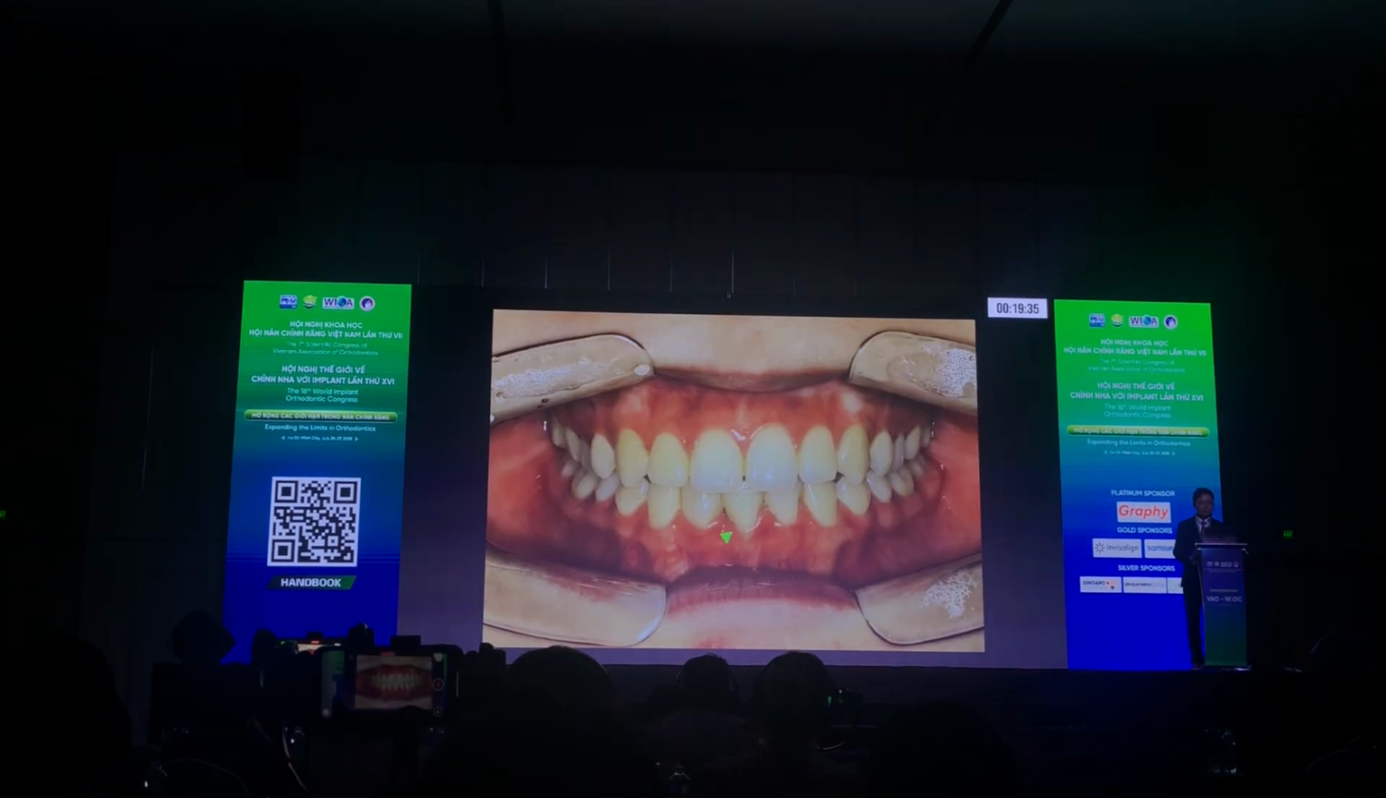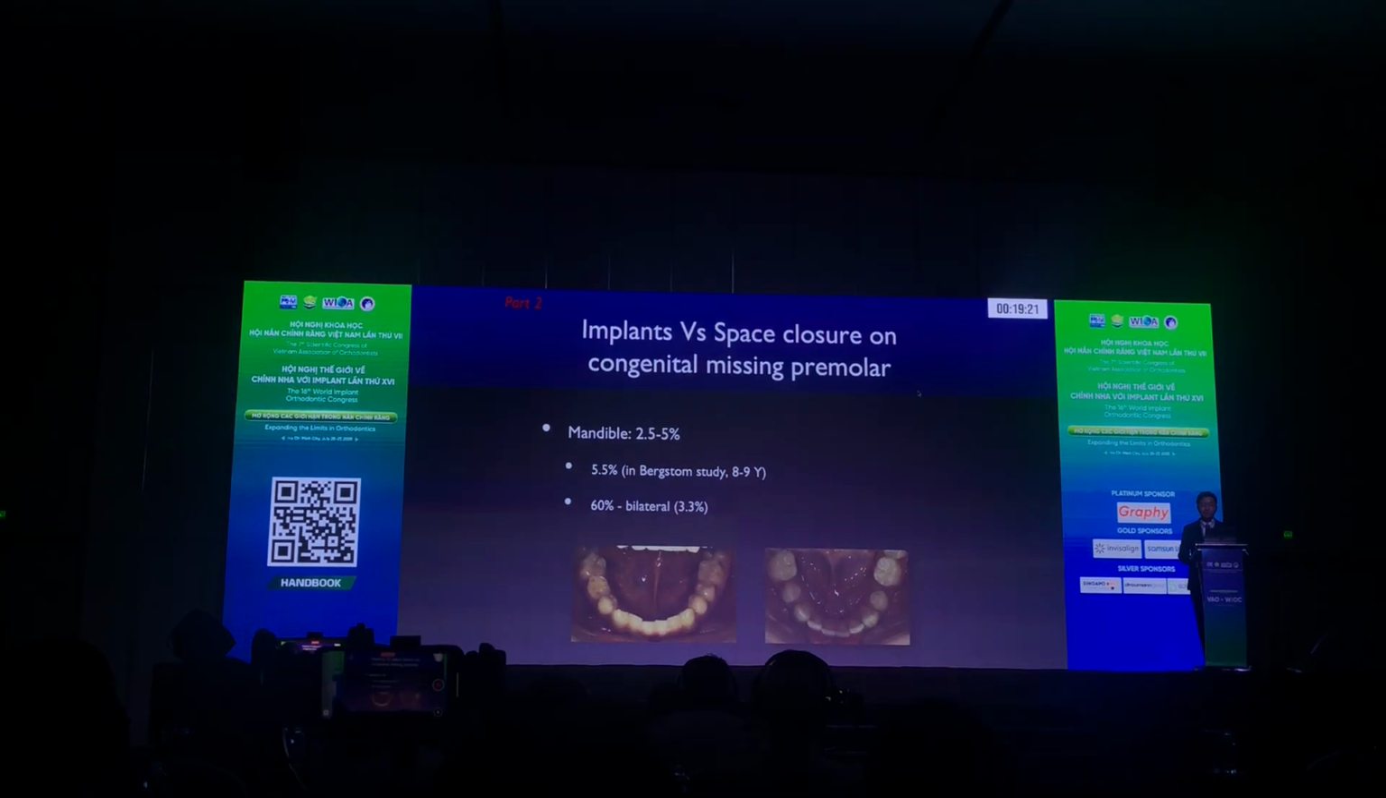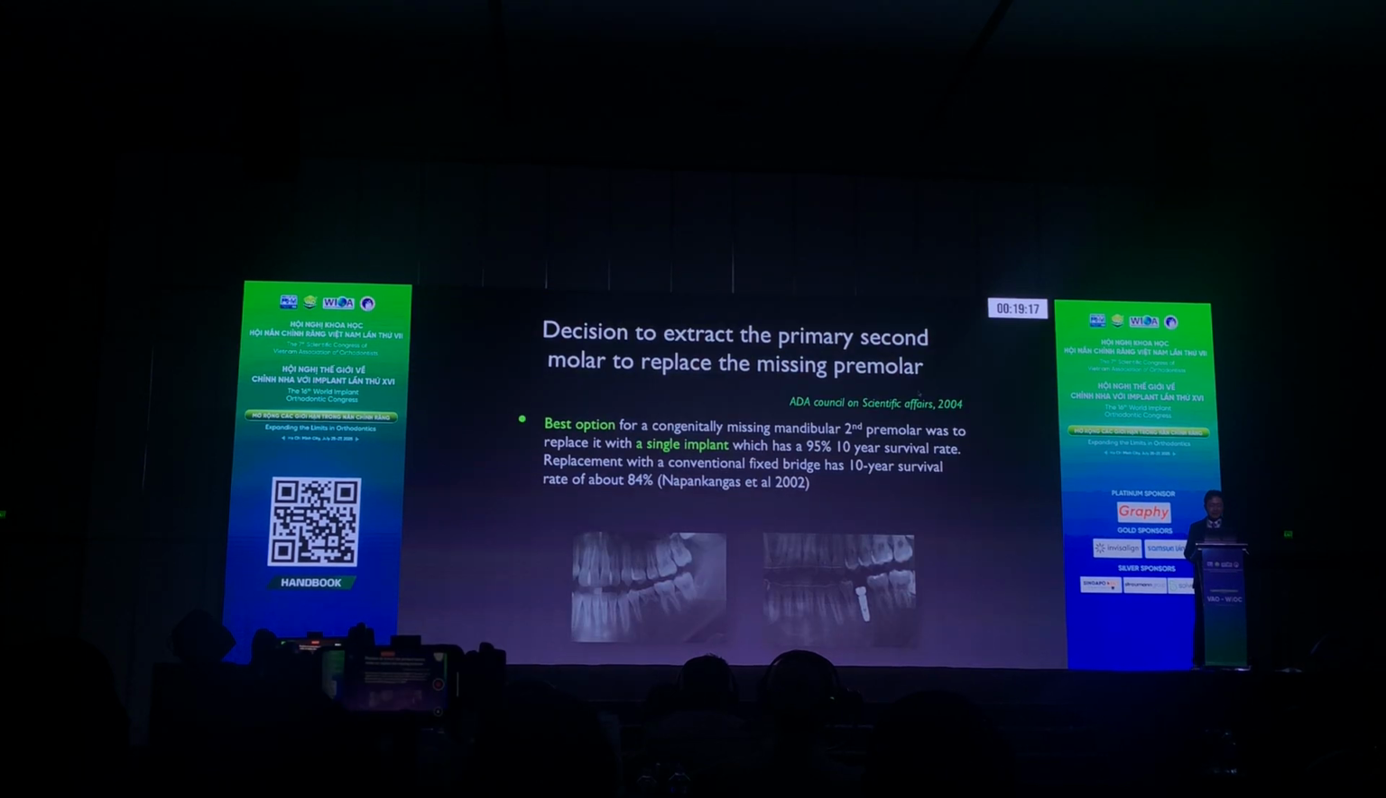Look at the retention after two years. There's no discoloration, no gingivalization. Let me move on to the missing premolar. Missing premolar is also kind of open, and one of the best options is a single implant. It is a clinical guideline from the ADA, because a single implant has a high success rate, up to 95%, for more than 10 years.